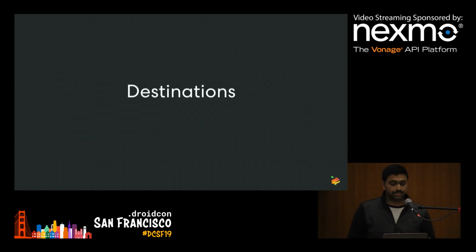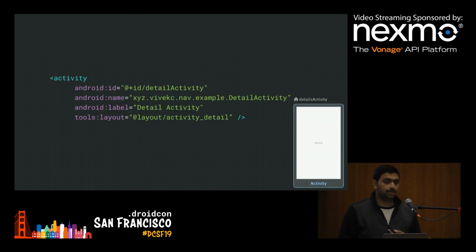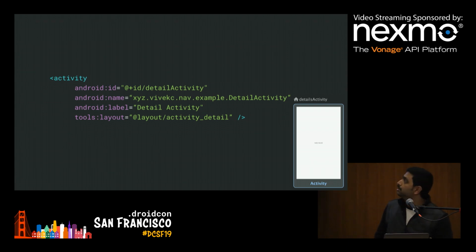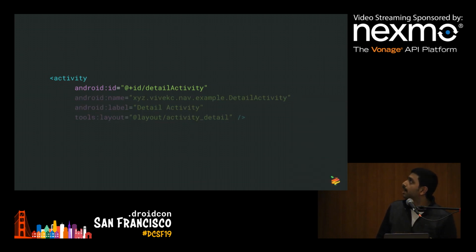Let's go deeper into the destinations. They are the basic building blocks of a nav graph. We support activities, fragments, dialogues, and there is something called placeholders as well. This is how you define an activity destination. It's a simple ID. Activity destinations are terminal destinations. Each activity is supposed to have its own nav graph. So activities are terminal: any destination can lead to an activity, but an activity cannot open up another destination.